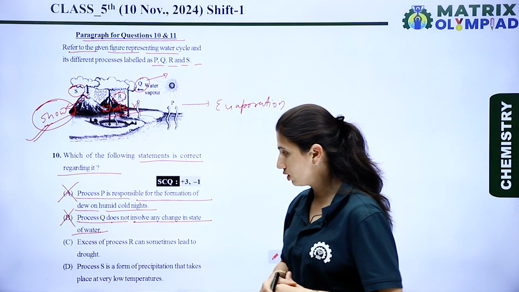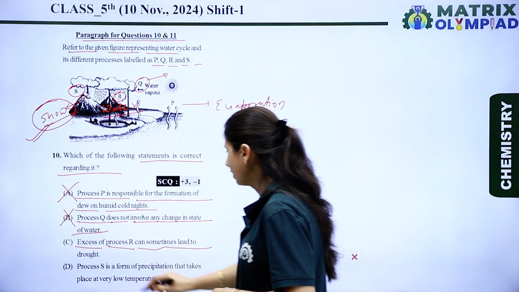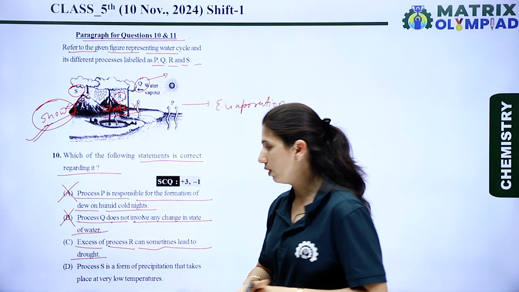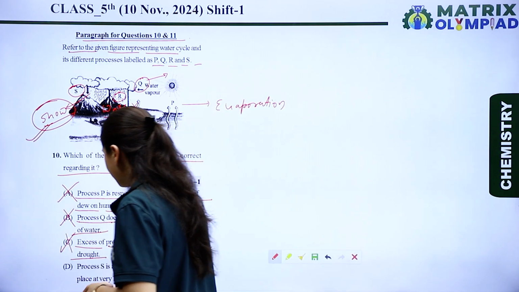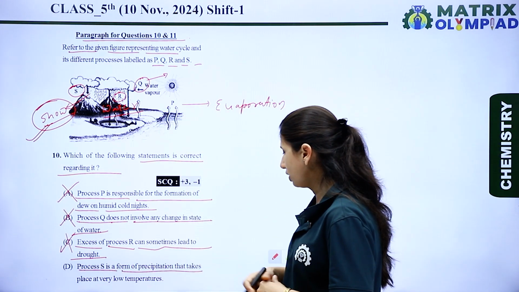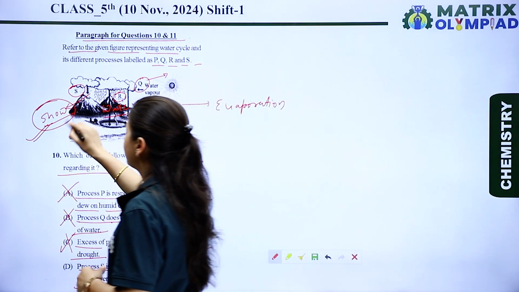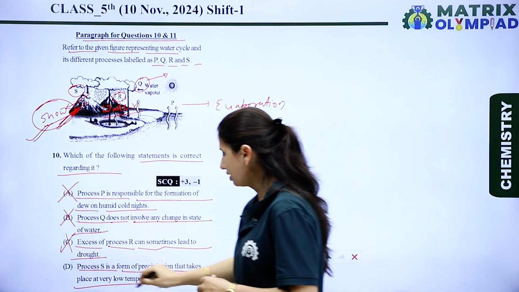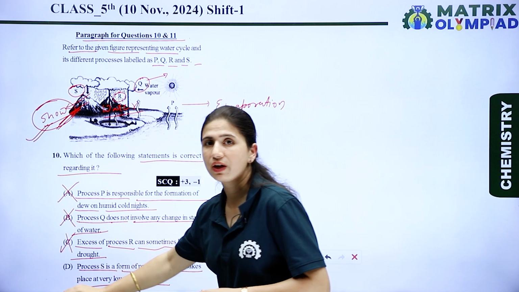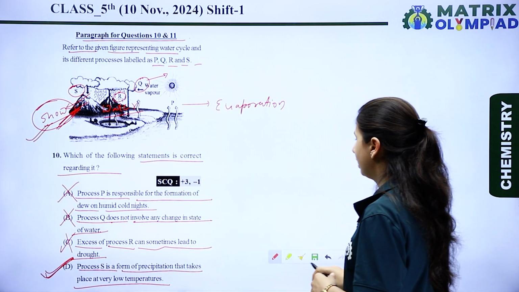Now let's see the next one: excess of process R can sometimes lead to drought. No, it is not possible. Next: process S is a form of precipitation that takes place at very low temperature. Yes, snow, the S process, happens when the temperature is very low. So D is the right option for this question. Now let's see the next question.